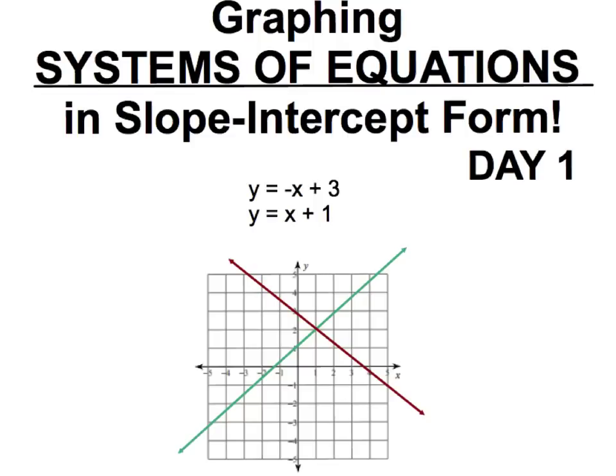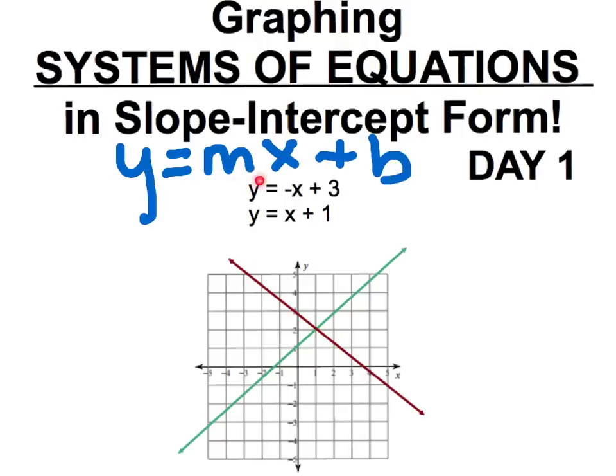This video is on graphing systems of equations in slope-intercept form. You already know what slope-intercept form is. Slope-intercept form, as a reminder, is y equals mx plus b, where m is your slope and b is your y-intercept. What you don't know yet is what systems of equations are.